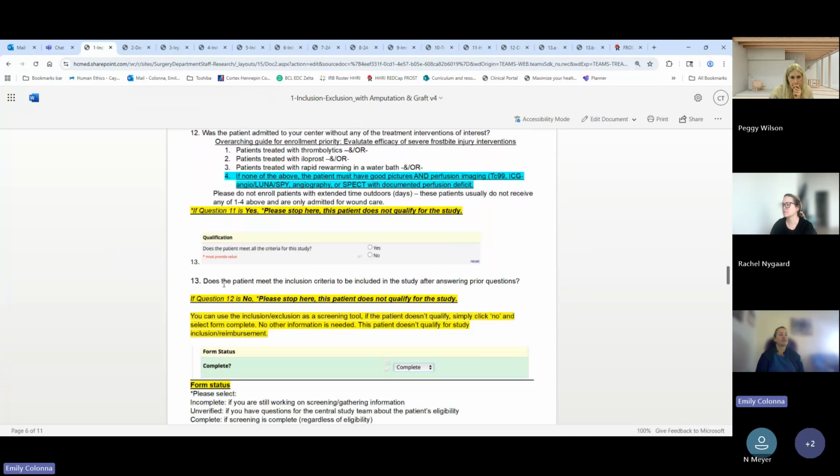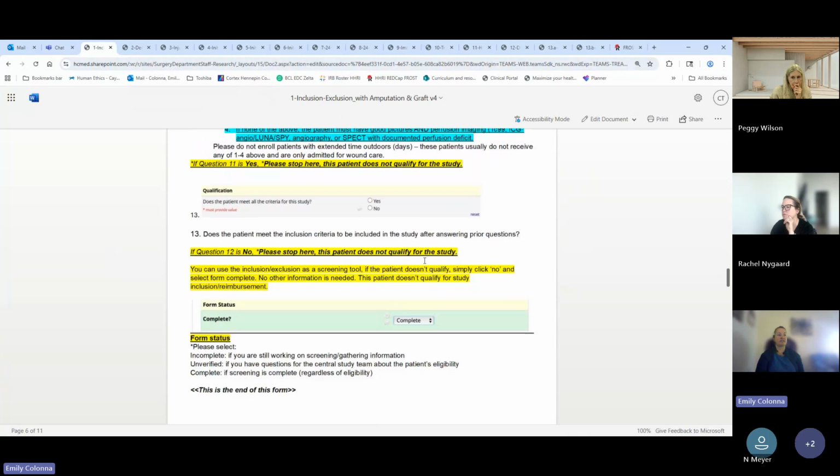And the final question, does this patient meet all the criteria for the study? If you select no, you can just use this as a screening tool, but you don't have to, but we'll know that that indicates we won't continue looking at the rest of the information in the survey for that ID. Any questions? No, sounds straightforward.